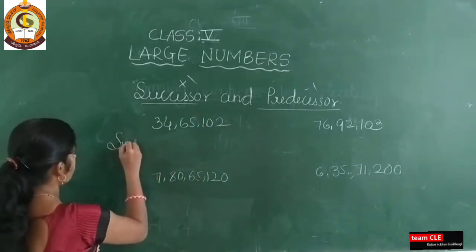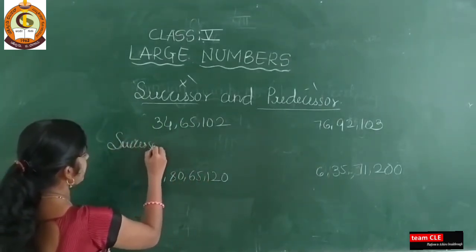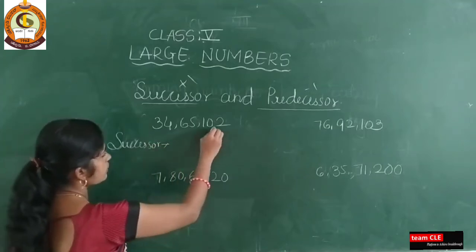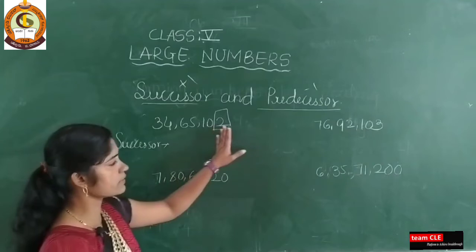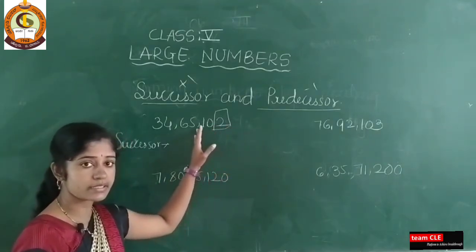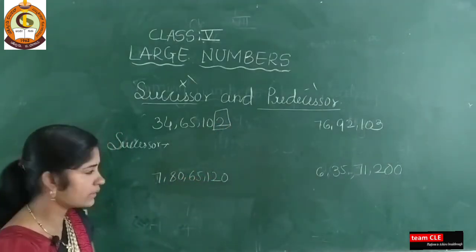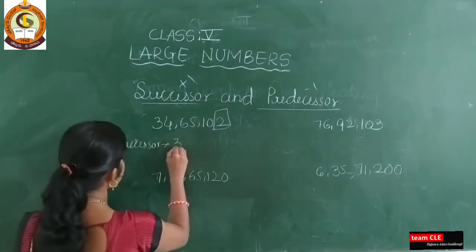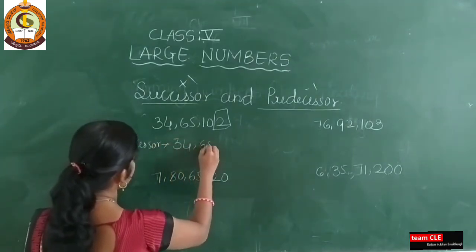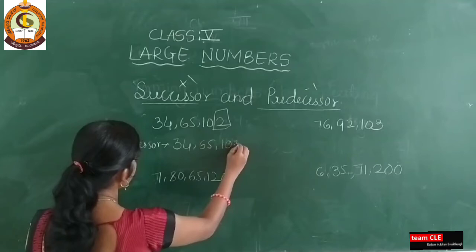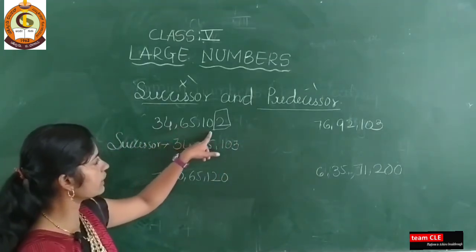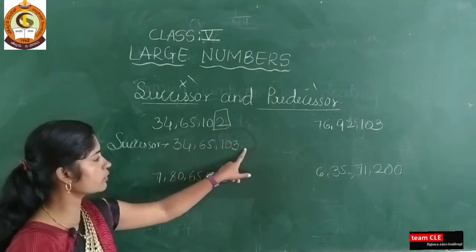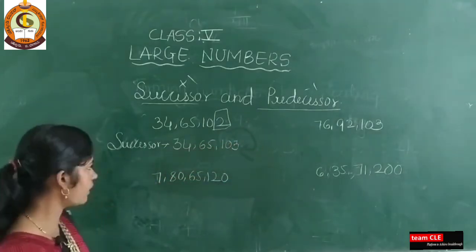Successor. For that, one small trick is there. If you know that, then you can write. Just you have to see the ones place. What is there in ones place? 2. So what is the successor of 2? It is 3. Then you write all the digits as they are, 34,65,103. See here, 34,65,102 is there. So just you have to see the ones place and write its after number.